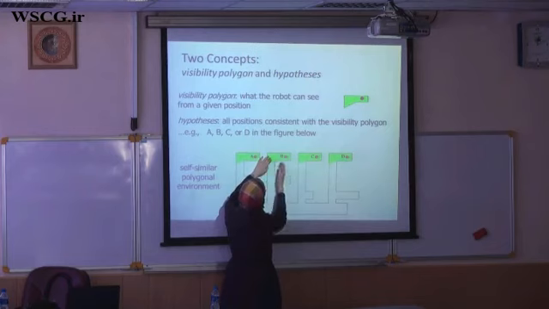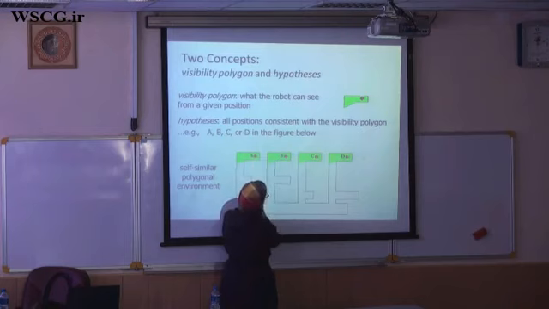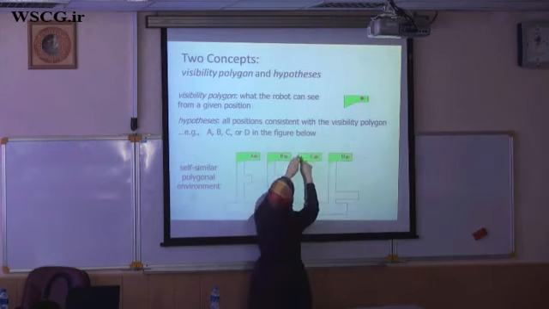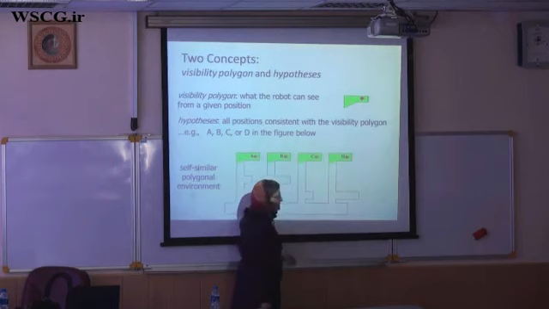If I move and I start at B and I look for the corner and I don't see it, but I can see into this region here, I know I must have been at B. If I move over here and I don't see anything there, then I must have been at C or D.